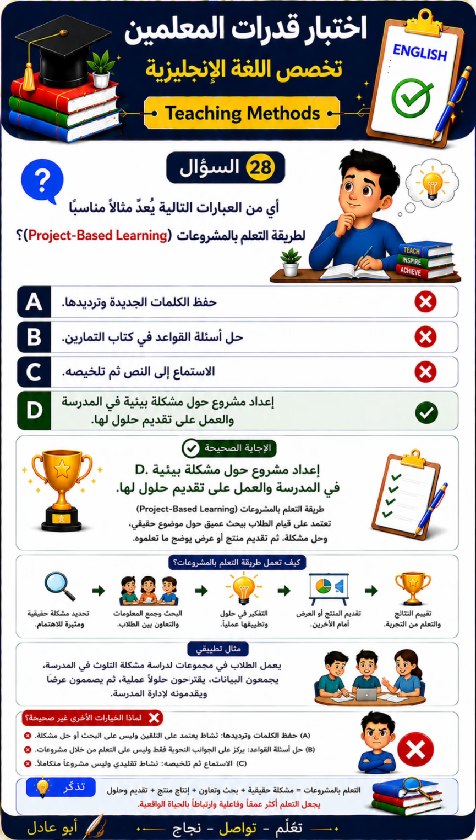The correct answer is D, preparing a project about an environmental problem at school and working on solutions. Project-based learning allows students to learn by working on a real-world problem or project. Students research the problem, work together, develop solutions, and present their final product. Therefore, D is the correct answer.